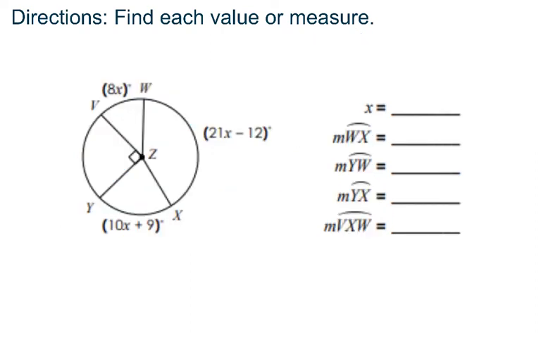Okay, here we go. All right, I want you to pause the video and try this one. So pause the video and try it in 1, 2, 3. All right, so here's what you should get. X equals 7. The measure of minor arc WX equals 135. The measure of minor arc YW equals 146. The measure of minor arc YX equals 79. And the measure of major arc BXW equals 304.